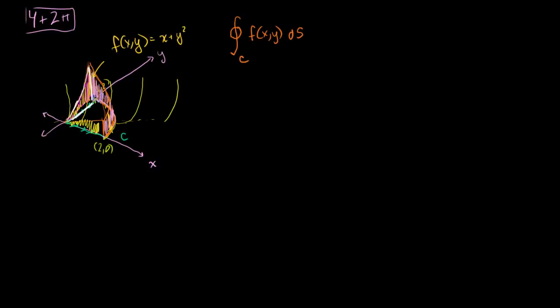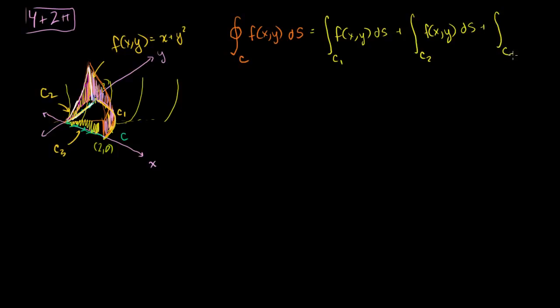So you can imagine this whole contour, this whole path we call C, but we could call this part that we figured out in the last video C1. This part we can call C2. And then this part right here, C3. So we can break up this closed line integral into 3 non-closed line integrals. This will be equal to the line integral along the path C1 of f of x, y ds, plus the line integral along C2 of f of x, y ds, plus the line integral, you might have guessed it, along C3 of f of x, y ds.